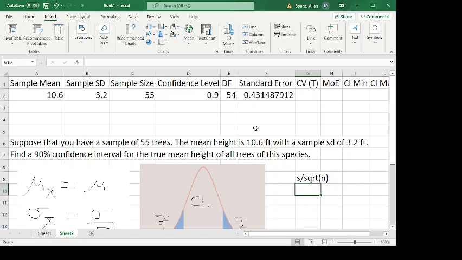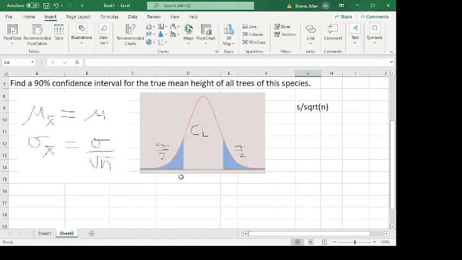And so the critical value: remember on the previous one, we took alpha over 2 and asked, what is the test statistic associated with that alpha over 2? How many standard deviations do you need to go from the middle to get alpha over 2 as your tail, where alpha, again, is 1 minus the confidence level.